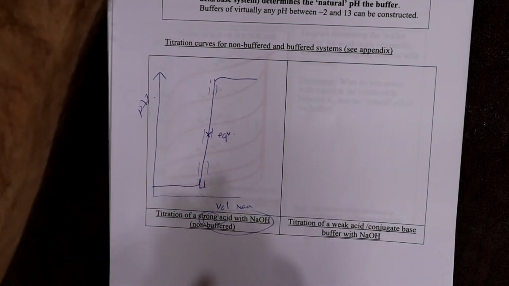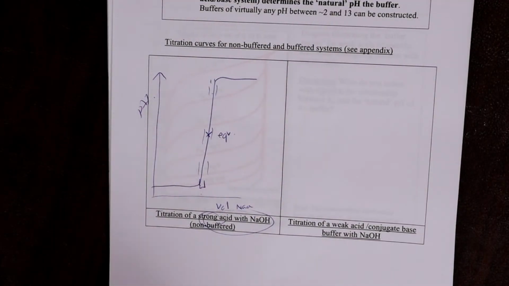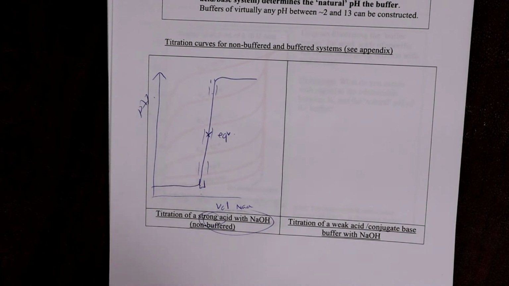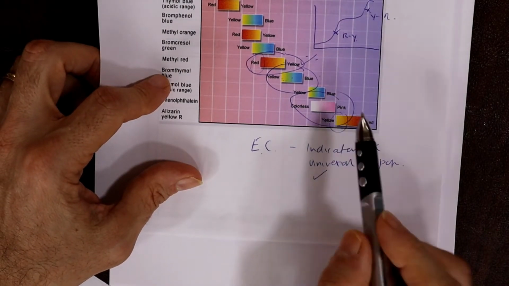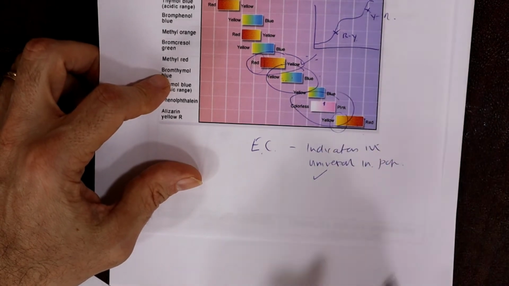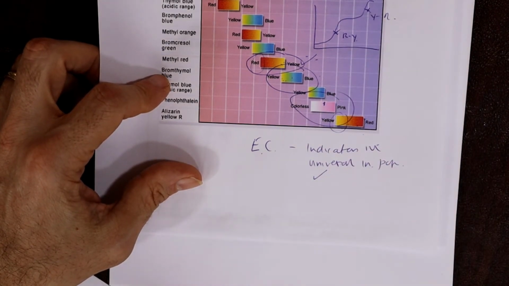Okay, if we look back, I can find my little picture here. People have this idea in their head that, oh, we use phenolphthalein because it changes at pH 7. Oh, no, it doesn't. Phenolphthalein changes at pH 9. We use phenolphthalein because it goes from colorless to pink, right?